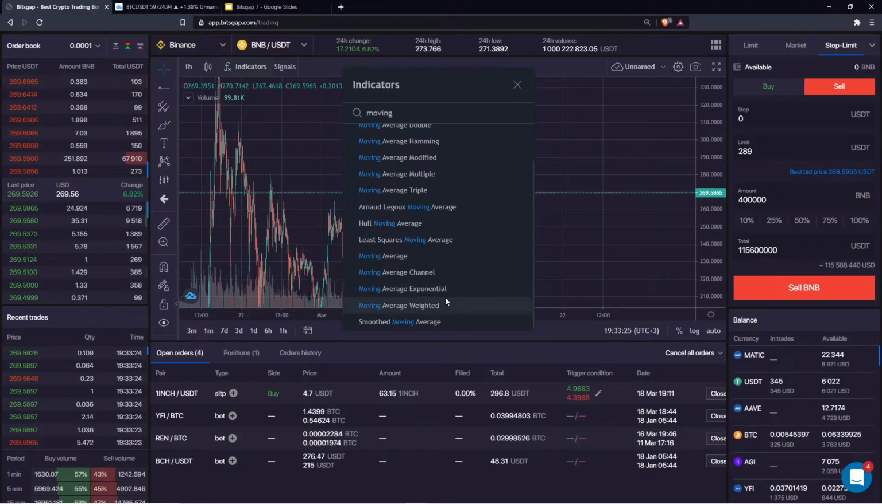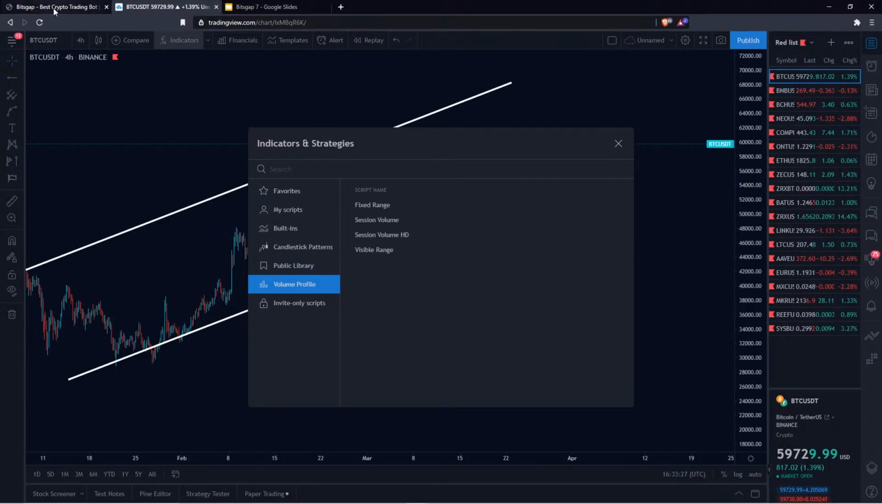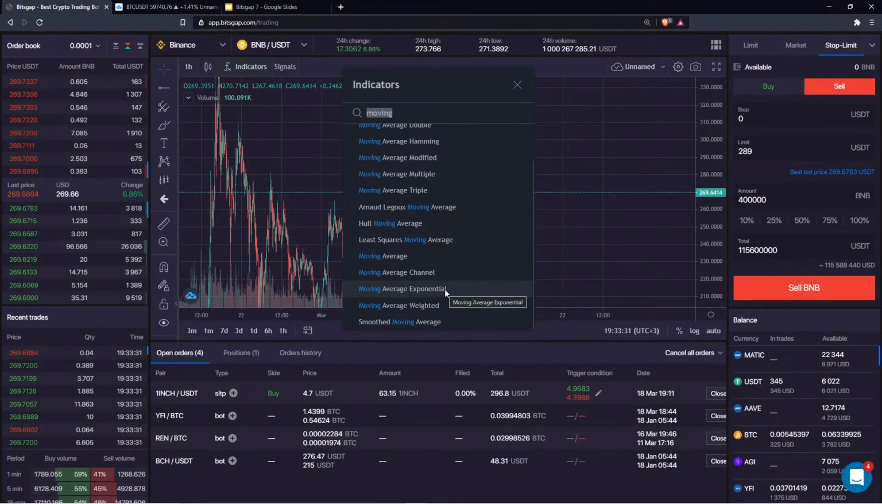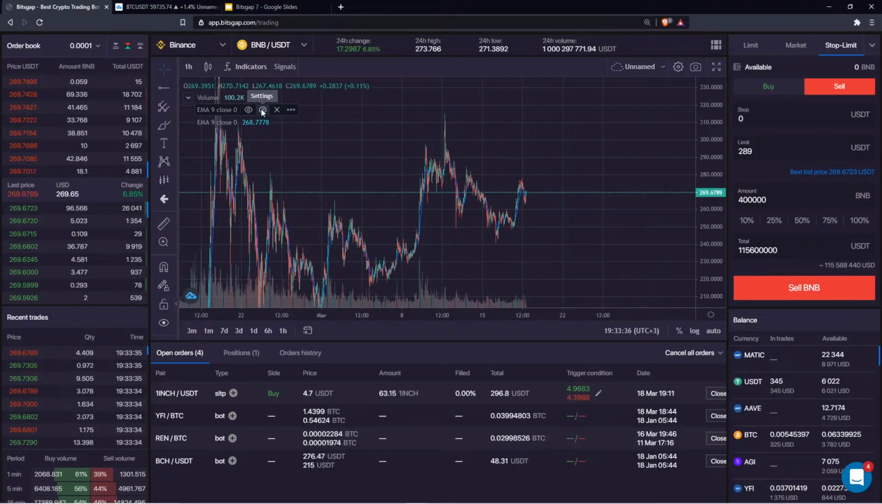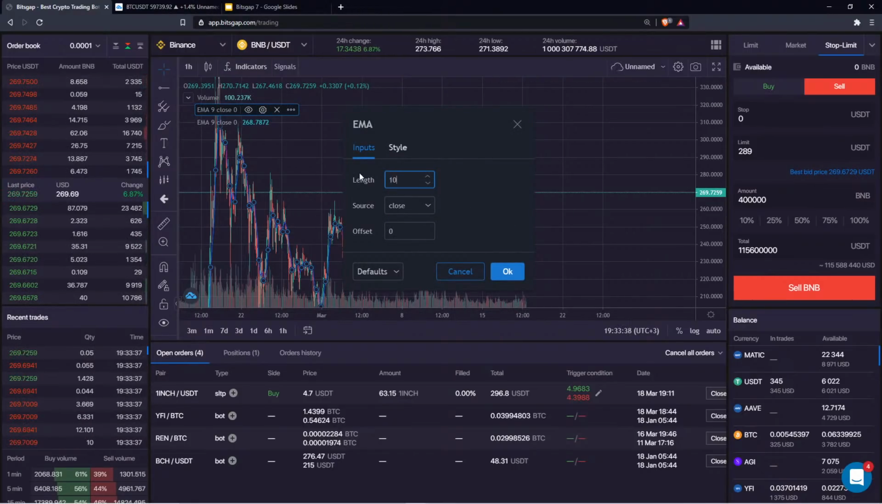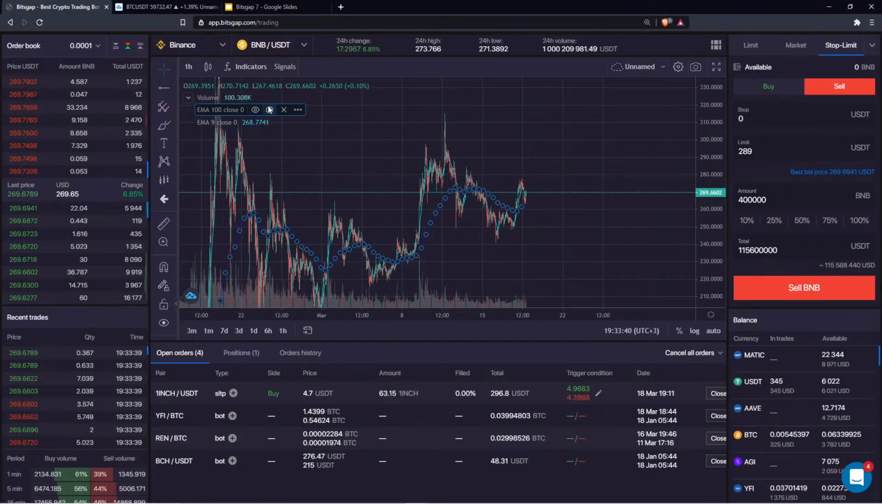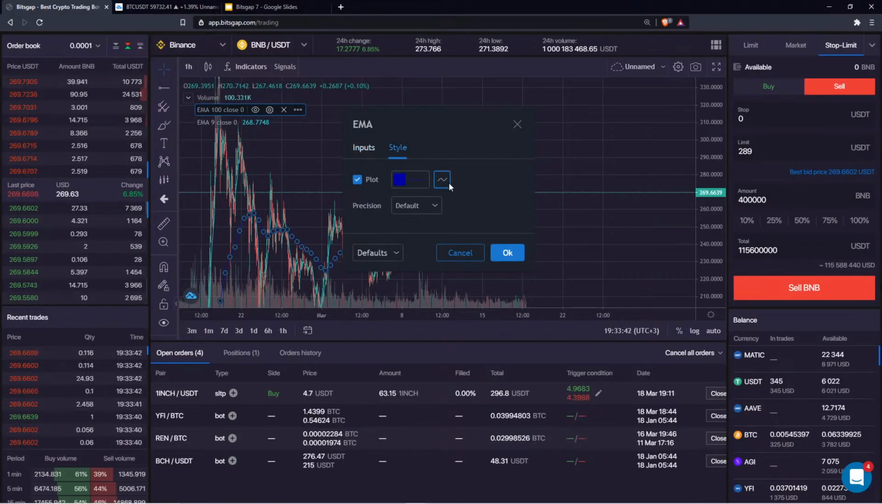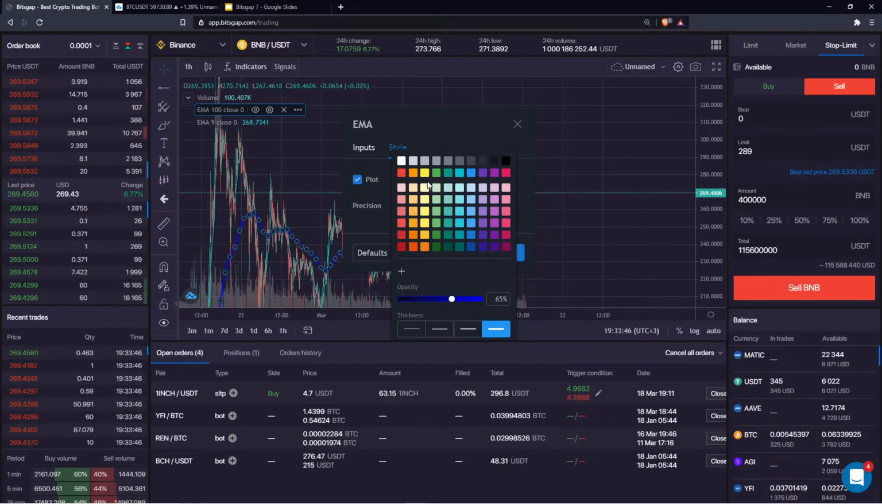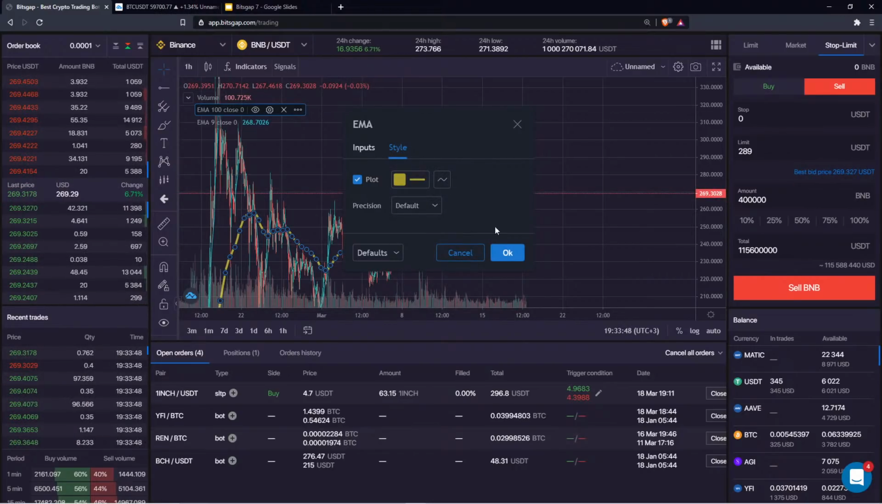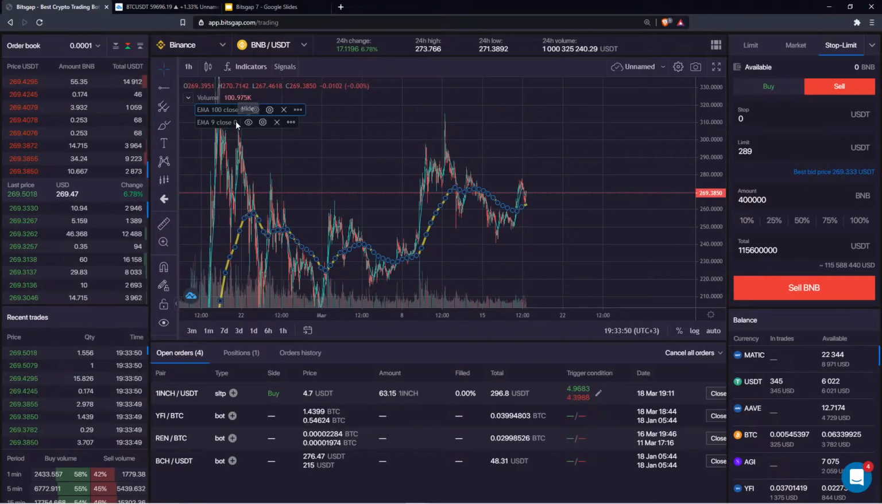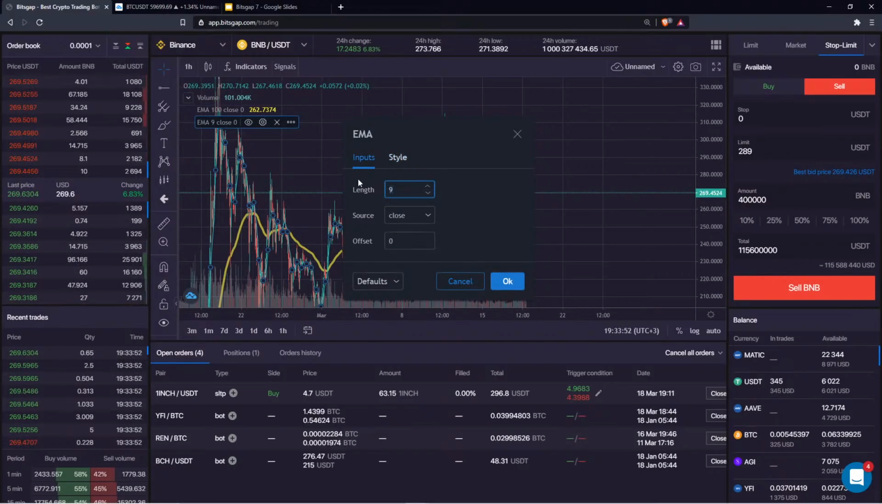Moving average, I usually use, let's see which one I use. Yeah, actually the exponential is the one I tend to use. And the first one I set the length of 100 and I want to make it bigger. Can I make it bigger? Yes, make it yellow. And let's use another one. Let's set it at 200.